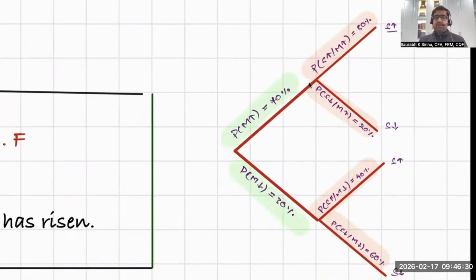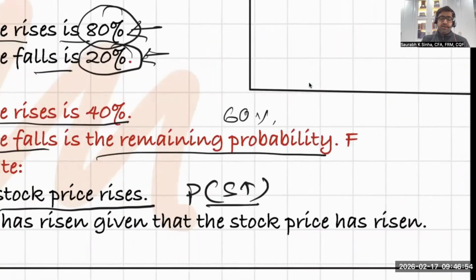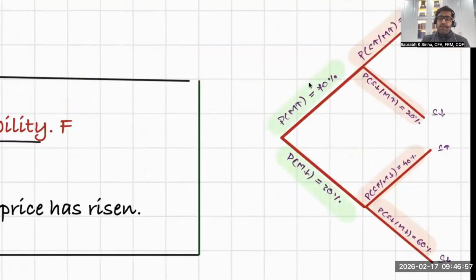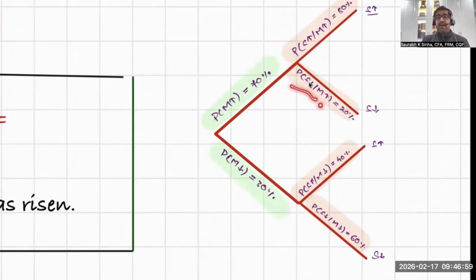So actually I constructed this question in the form of a probability tree. The probability of the market rising is 70%, the probability of the market falling is 30%. Now it is given in the question that the probability of stock price rising given the market has risen is 80%. And the probability of stock price falling given the market has risen is 20%.